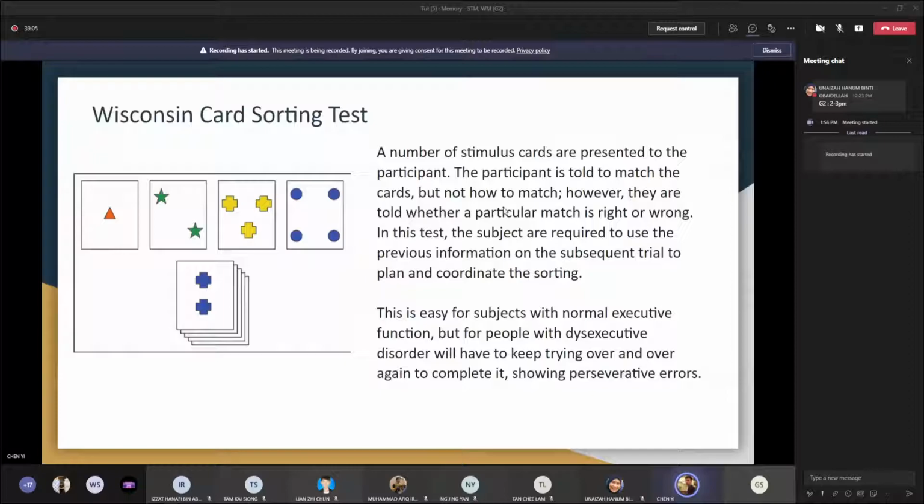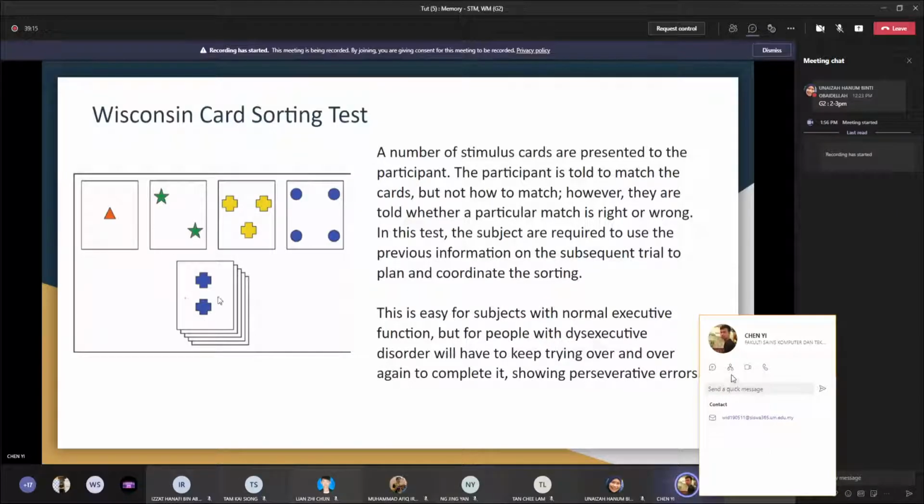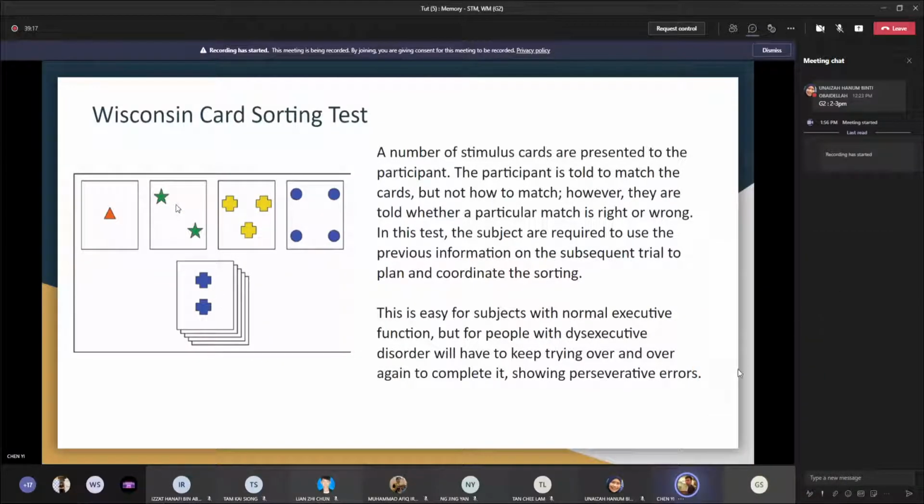But for some people with dysexecutive disorder, they may find it hard because they may repeat making mistakes. Maybe first they will match this one with this one, and they are told it's a mismatch. They might match this one with this one again, and that's why they cannot do the matching like us, because they show perseverative errors.